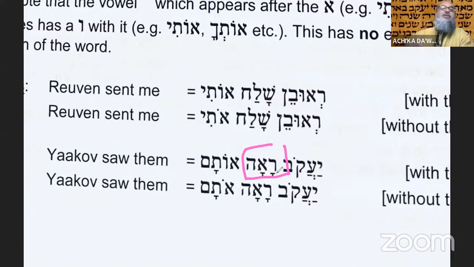Okay. So Reuven shalak oti and Yaakov ra'ati otham. Okay. Yaakov, he saw. He saw them. Perfect.